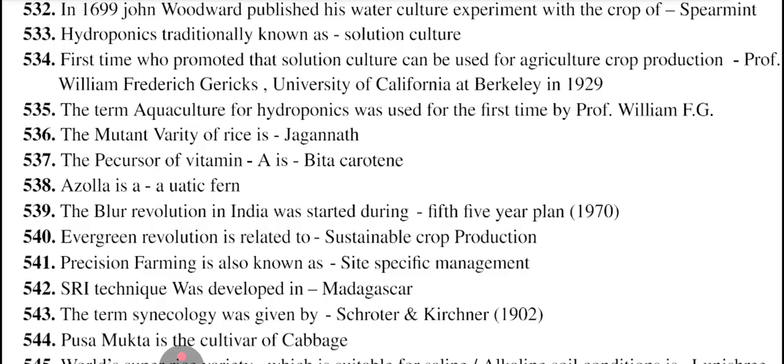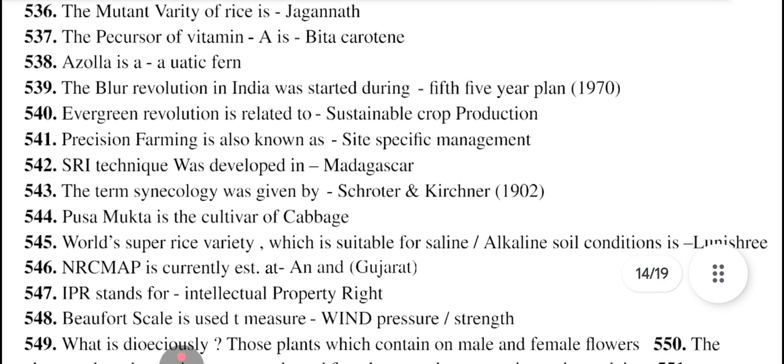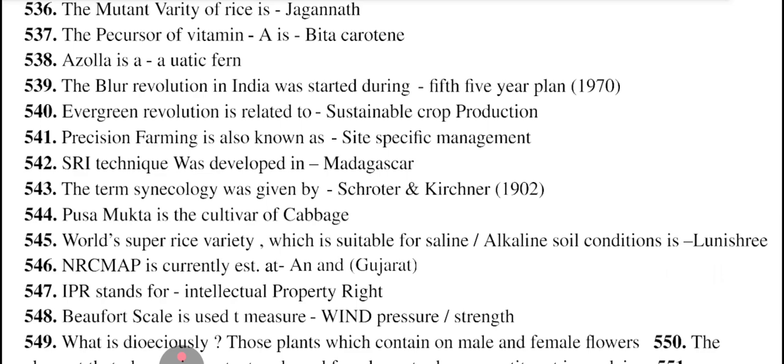Mutant variety of rice is Jagannath. Precursor of vitamin A is beta carotene. Azolla is an aquatic fern. Blue Revolution in India was started during the 5th Five-Year Plan in 1970. Evergreen Revolution is related to sustainable crop production. Precision farming is also known as site-specific management. SRI technique was developed in Madagascar.